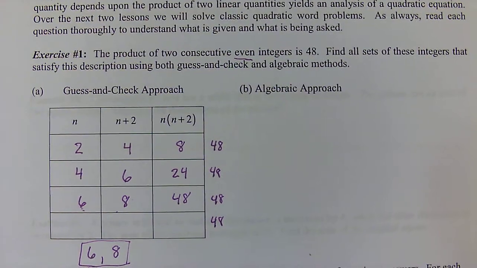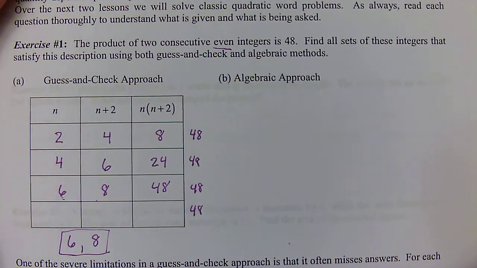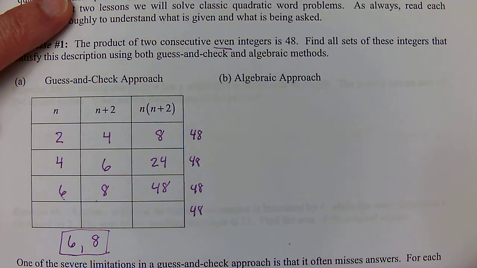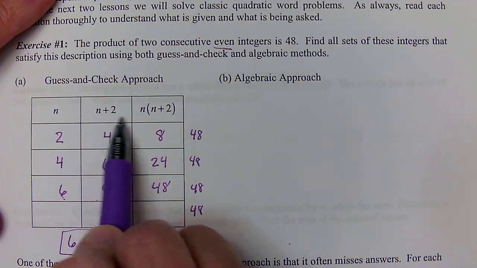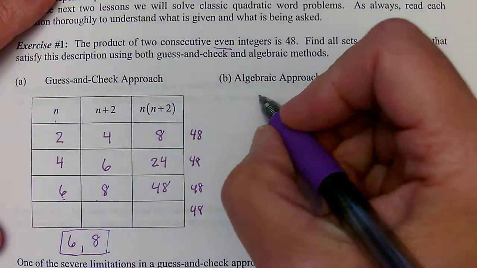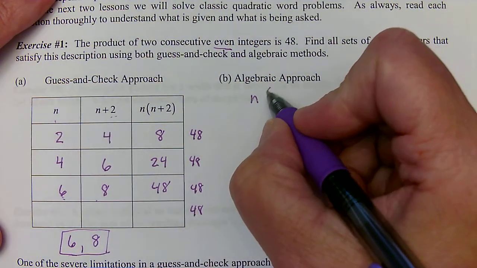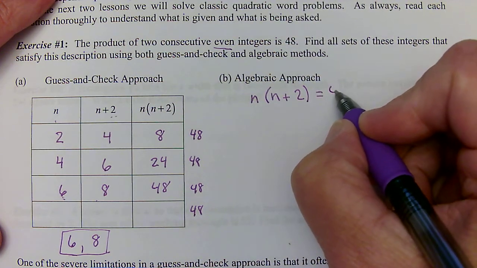Well, that's great when your numbers are small and easy to work with, but sometimes they're not so small and easy to work with, so you need to be able to come up with a way of writing an equation that you can solve to find the solutions. So the algebraic approach to this has a lot to do with these values right here. The n is our first integer, n plus 2 is our second integer, and we are multiplying those together to get 48.